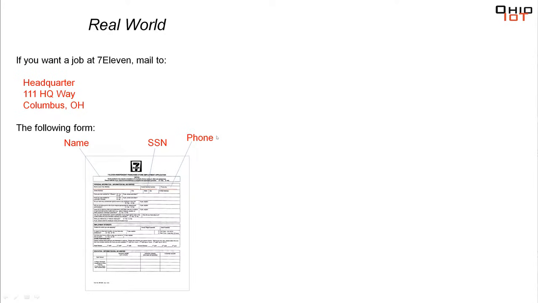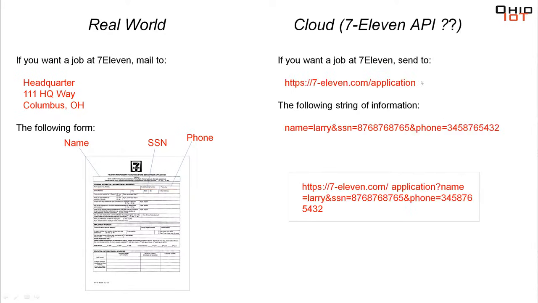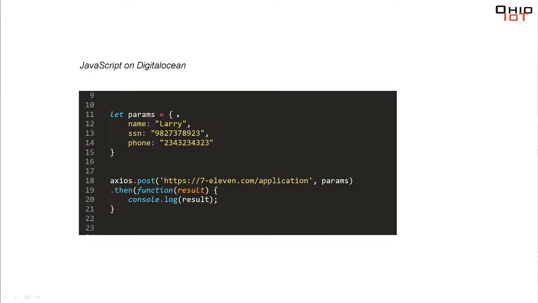And similarly, computers can do the same thing. We've got web addresses, and we can create strings with information, and we can attach those strings with information to the end of this web request. And this would be the equivalent of submitting a job application to 7-Eleven, but through the internet. I can use JavaScript to take that same information. Let's say we create a variable called params and it contains all the relevant information, and then I can send params to this mail address using JavaScript. And that's kind of how computers can do the same thing that humans do when they're typing into a browser.